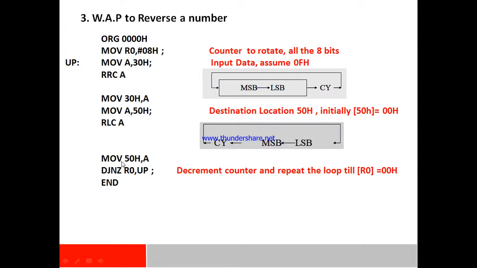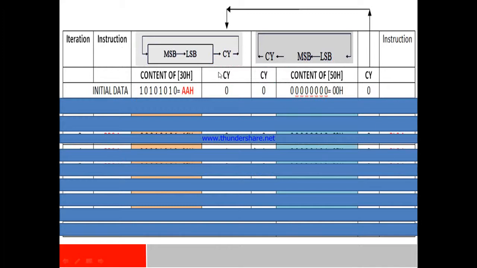Let's find out how exactly it happens. For that I have created one tabulation here. Initially, in the 30H location I have the data AA. The binary representation of that is this. Initially the carry is 0, and in the 50H location also the carry is 0. So in the 50H location all the data is assumed to be 0, and this is my original data.